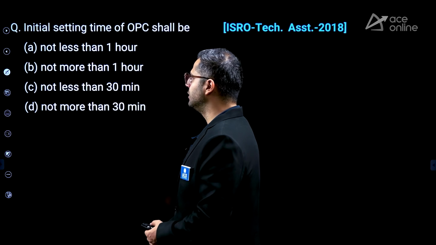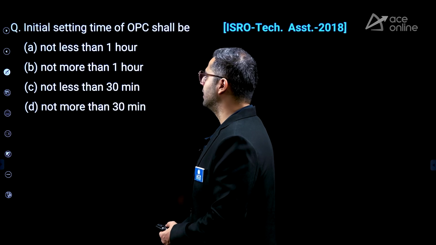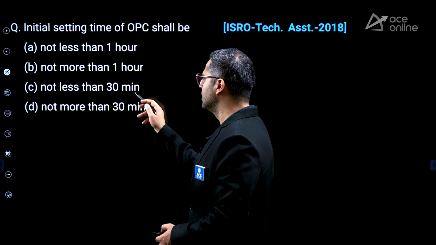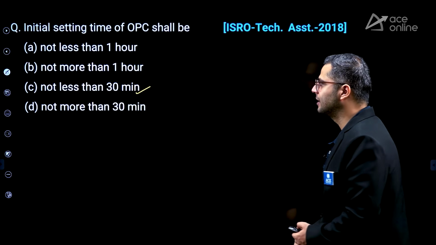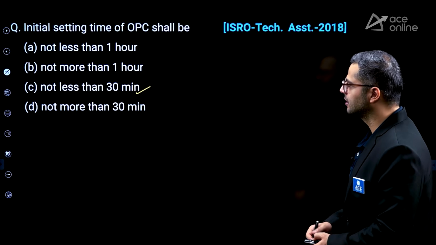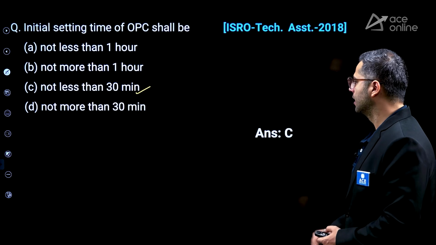Next one is the initial setting time of OPC shall not be less than. So for OPC, it should not be less than 30 minutes, right? It should not be less than 30 minutes, and final setting time 10 hours. So option C.